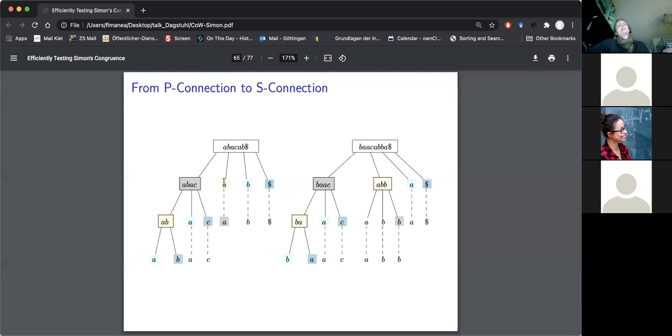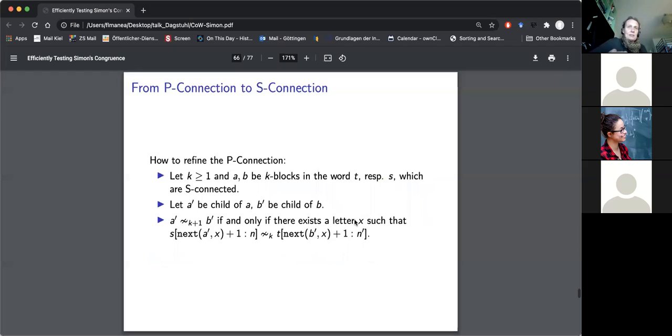Basically, what I wanted to say here is that I did a trick. I also made an extra copy of these singletons so that every node is connected to something on the other side. So essentially, the question is how to refine the P connection.